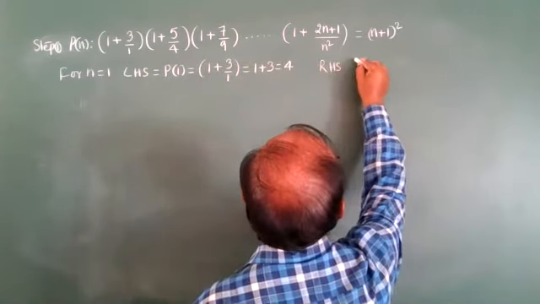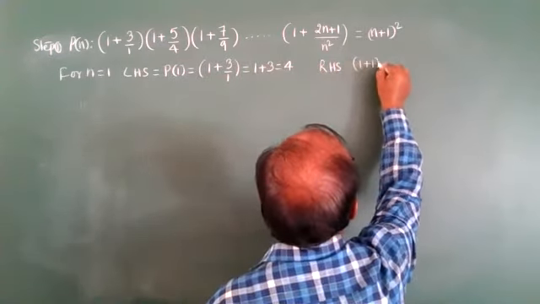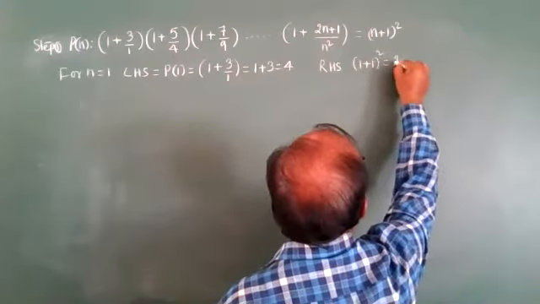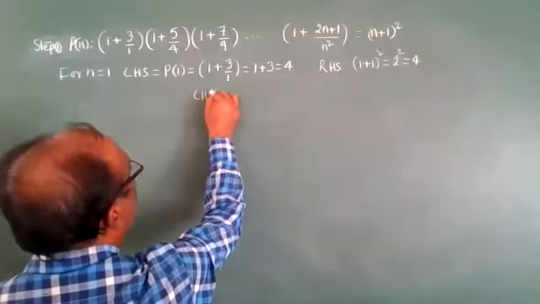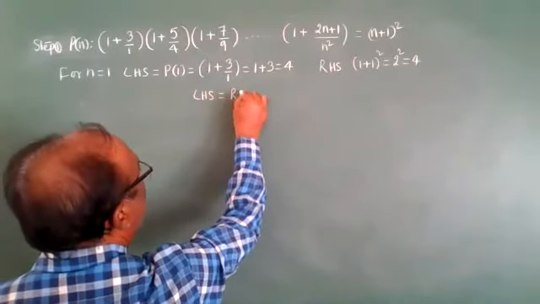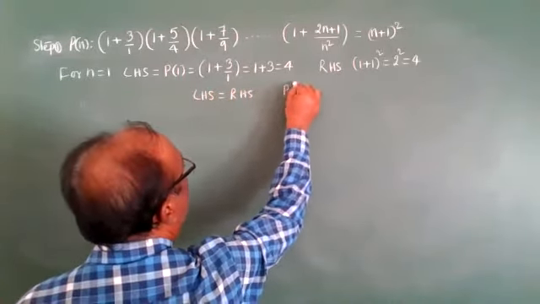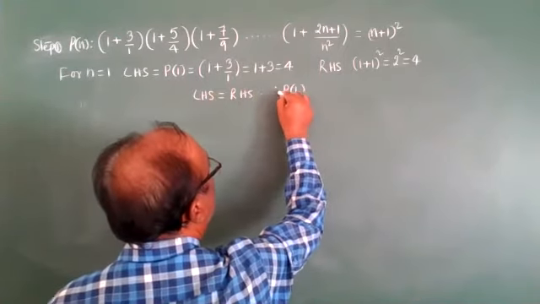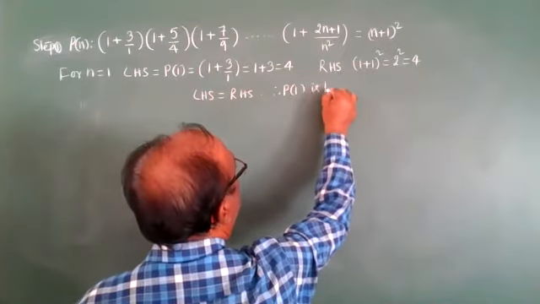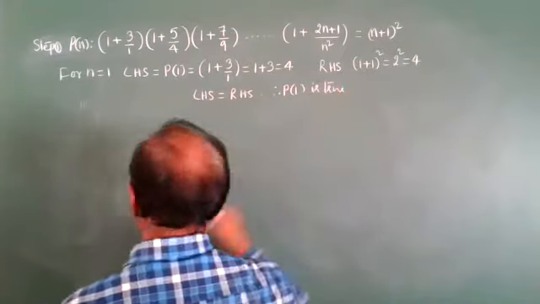N place is the 1. (1 plus 1) square, that is 2 square, that is equal to 4. Now write down: LHS is equal to RHS. Therefore, P of 1 is true.